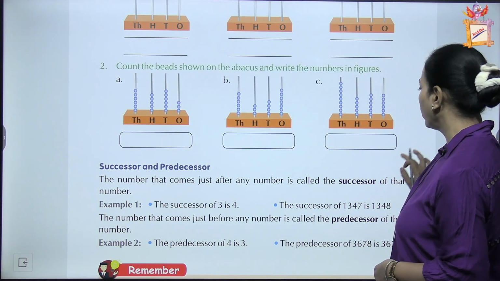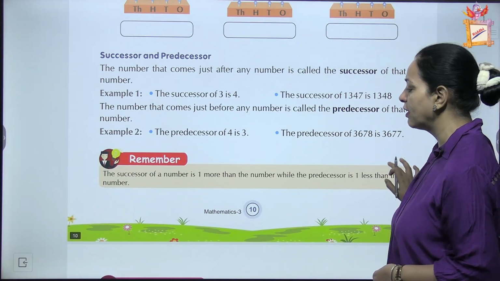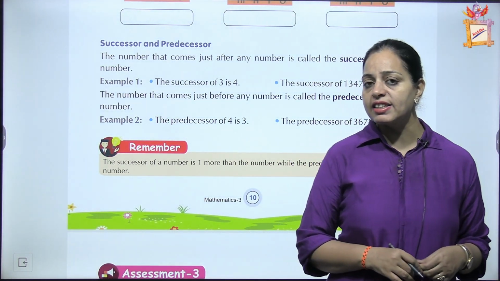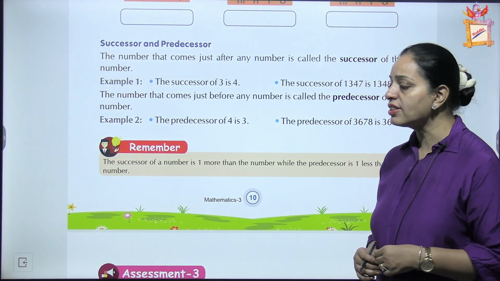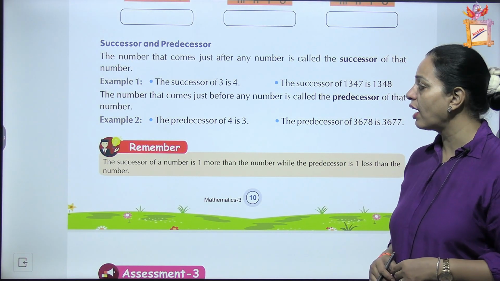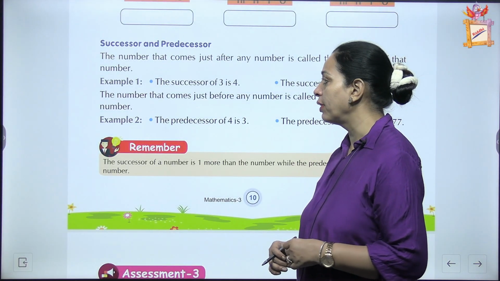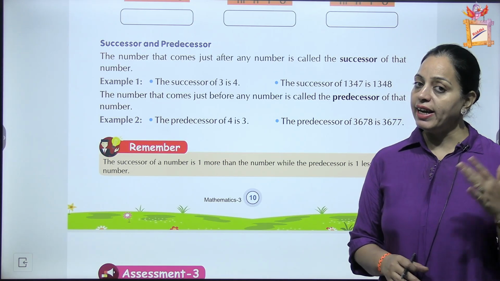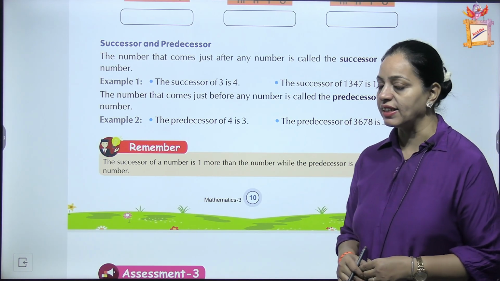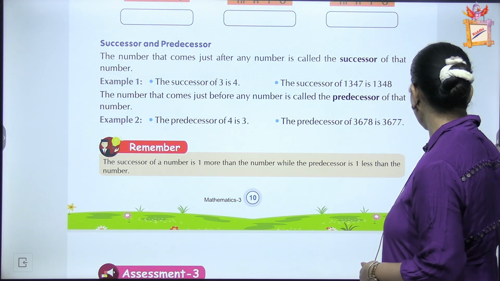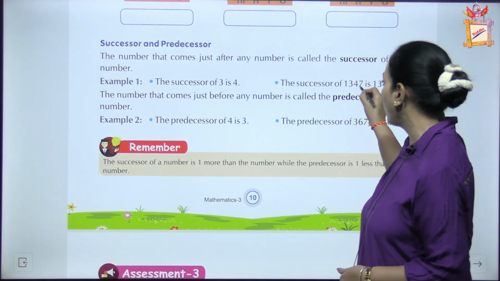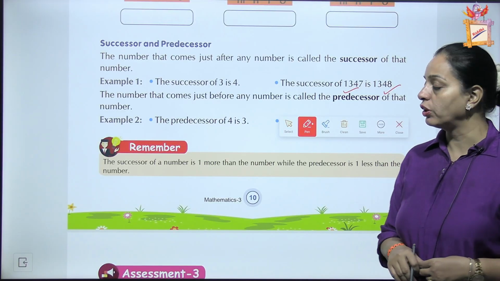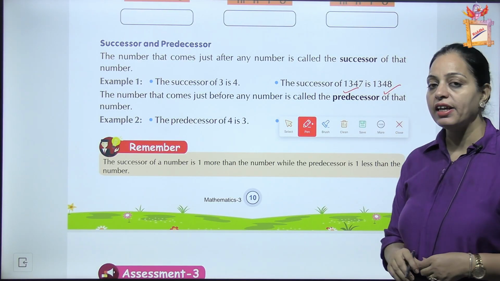Now next we are talking about successor and predecessor. You have done this earlier, I think, in the previous class. Now see once again, successor means the number that comes just after any number is called the successor of the given number. That is, if we add 1 to the number, we will get the next number, and that is the successor. Like the successor of 3 is 4. The successor of 1347 is 1348. We are adding 1 to this number.